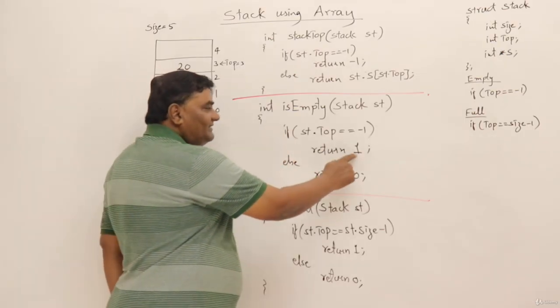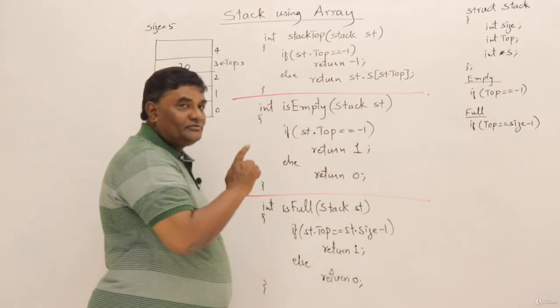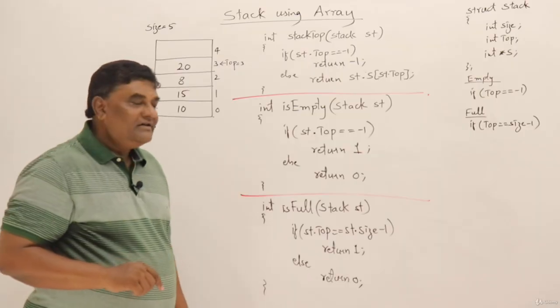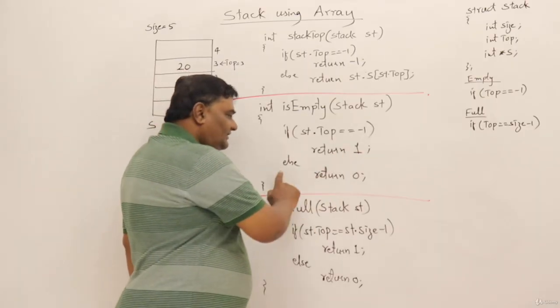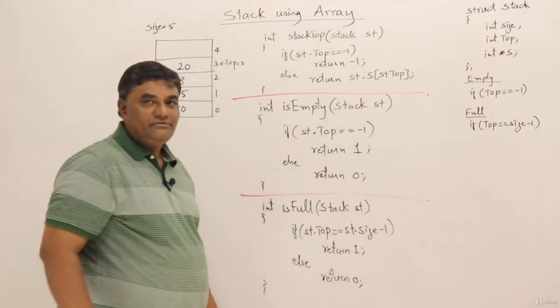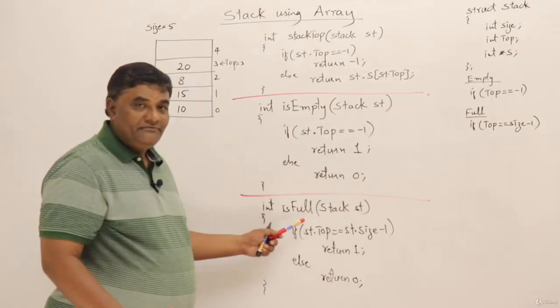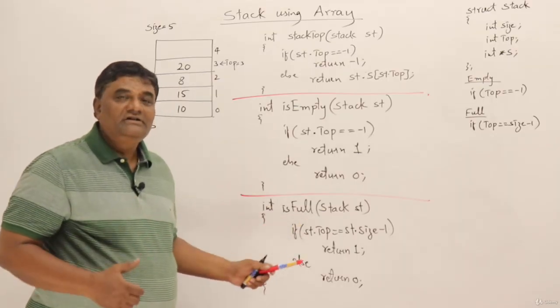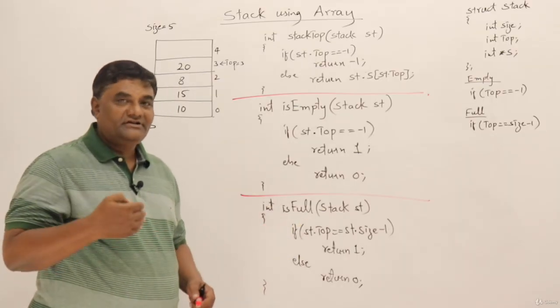So we know well that in C language, true means 1 and false means 0. So for true, it is returning 1. Otherwise, return false, that is 0. Then stack full. It will check whether the stack is full or not. If it is full, it will return true. Otherwise, it will return false.